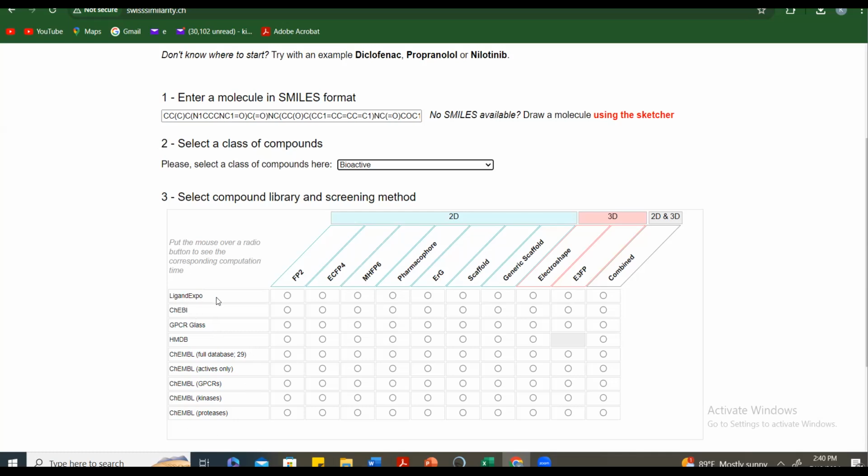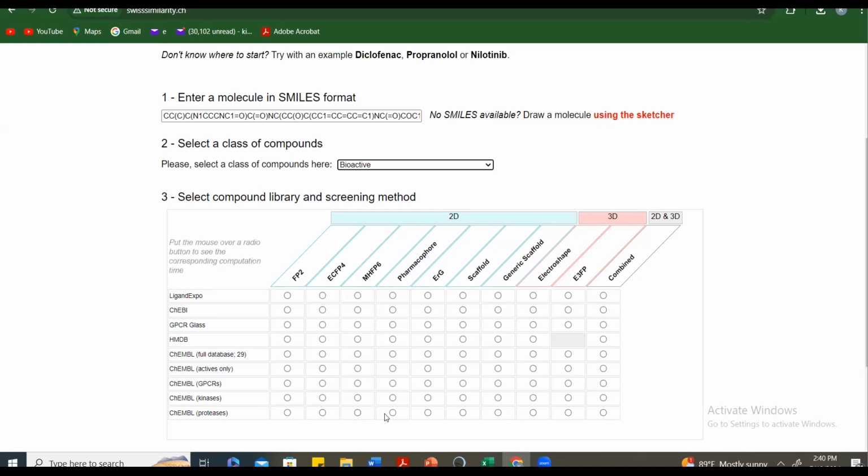So we have the Ligand Expo database, we have ChEMBL, we have the DPCR database, we have the ChEMBL full database, ChEMBL active only. This one has full database, kinase, protease. Now look at it. Don't forget, we are looking at something that has to do with protease. So our drug should be the one that can focus on the protease enzyme. So let's go for protease enzyme. Proteases. If you are developing for cancer, you can choose kinase. So we are looking for protease active compounds.